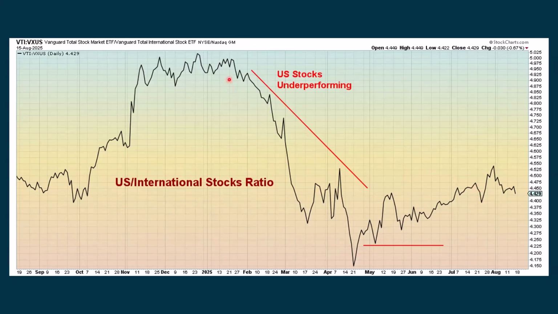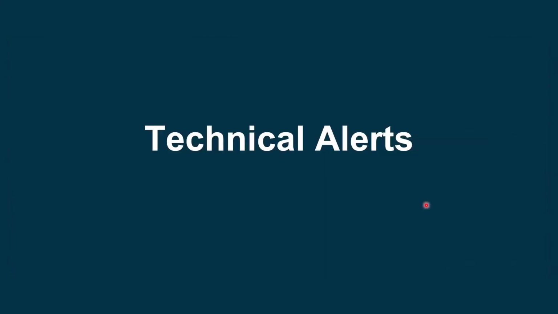Going back to the beginning of 2025, we saw this ratio really coming down, and it's improved a little bit, but it's not like U.S. stocks have really come back in and taken a leadership role.